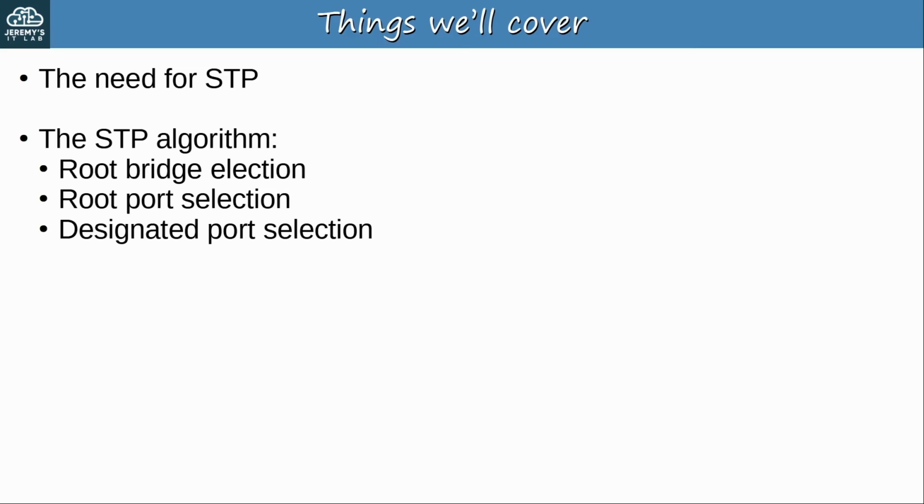Here's what we'll cover in this video. First, we'll briefly review why STP is needed, and then we'll walk through the STP algorithm, how the root bridge and the various port roles are selected: root, designated, and non-designated. In the following videos, we'll go more in-depth into other aspects of STP, but in this video, we'll just focus on the algorithm used to select port roles.